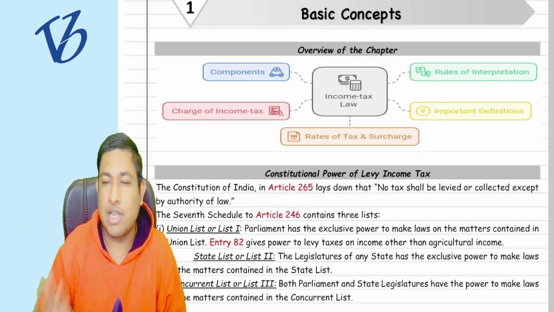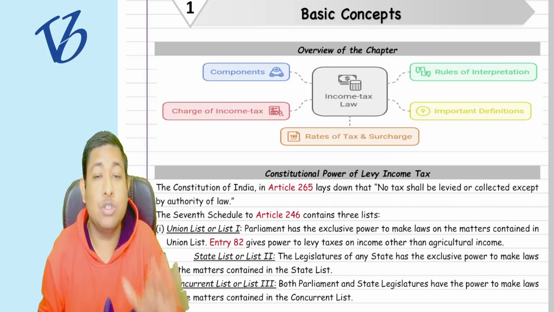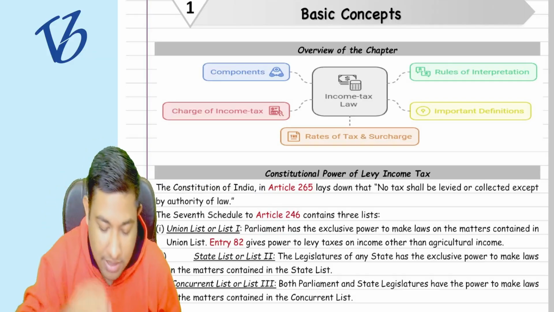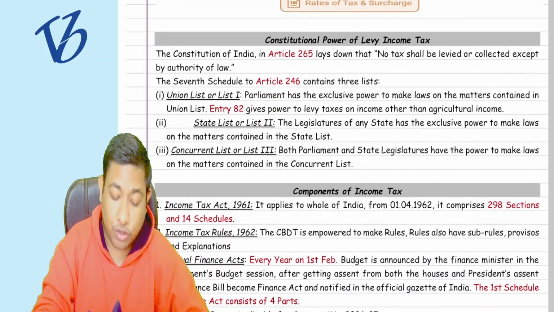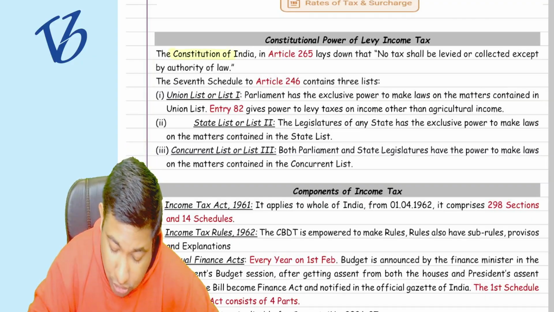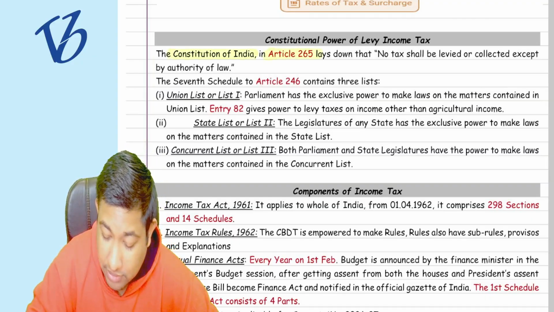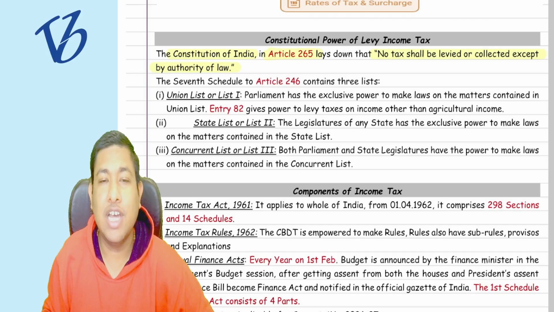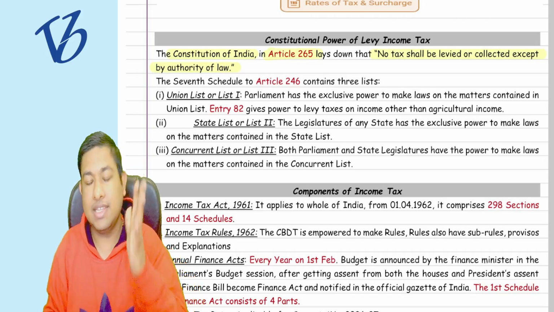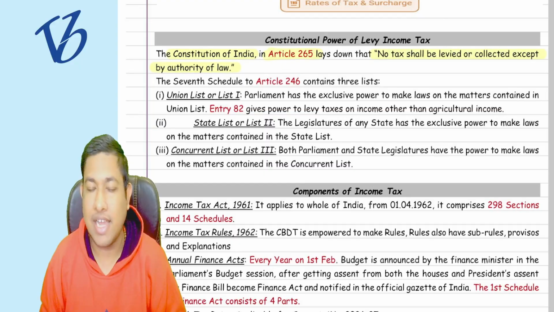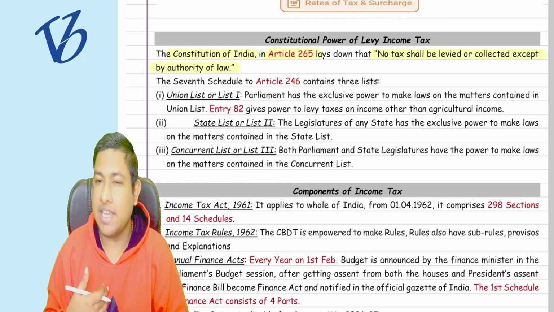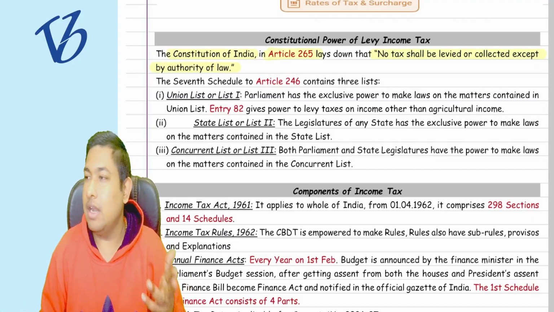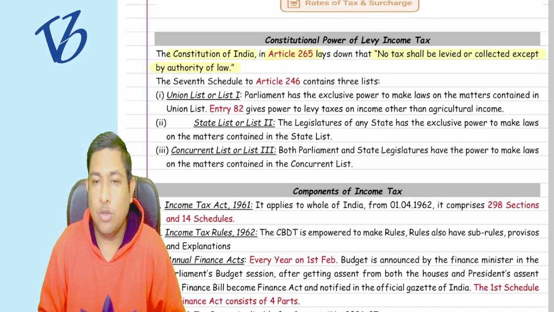So can private companies take the taxes? No, because they are not authorized. Who is authorized? The authorization is given under Article 246. So first, the Constitution of India in Article 265 lays down that no tax shall be levied or collected except by the authority of law. Whoever has the authority of law will collect the taxes, and no one else can. If I want to collect taxes some morning, I can't go to every house and say, give me the tax, because I want to collect it.